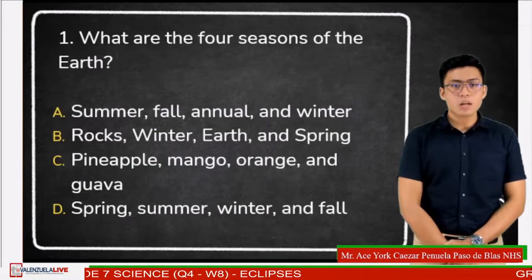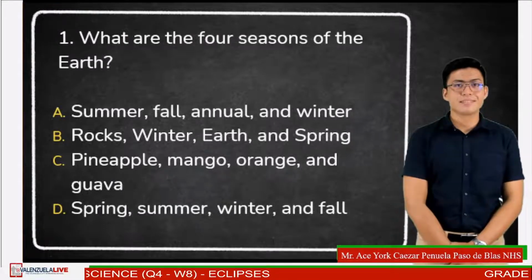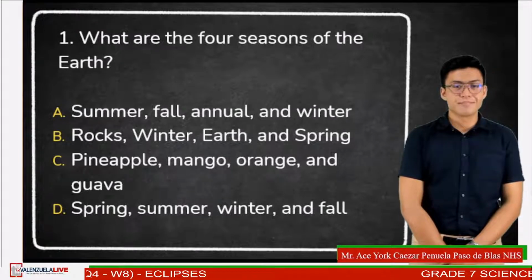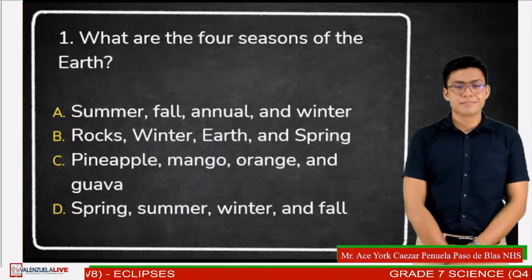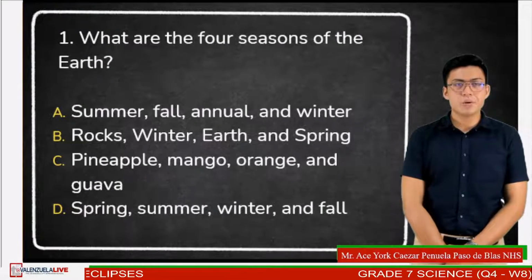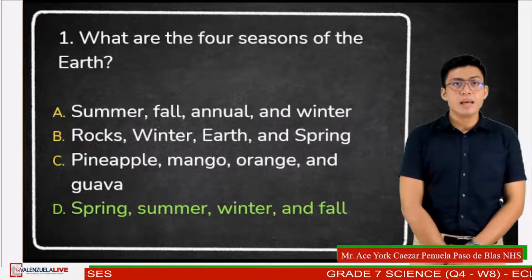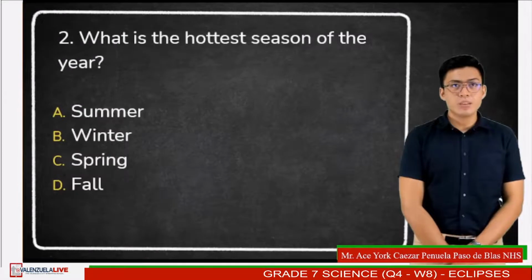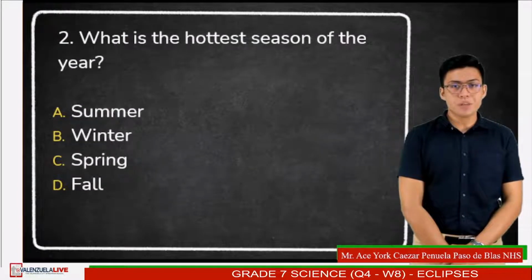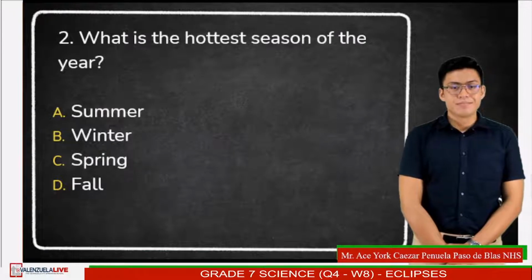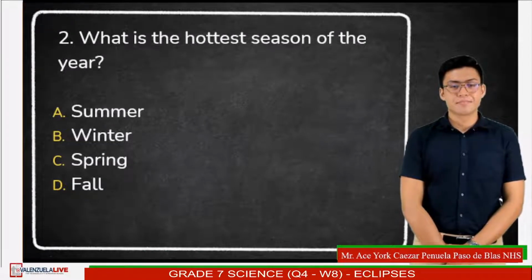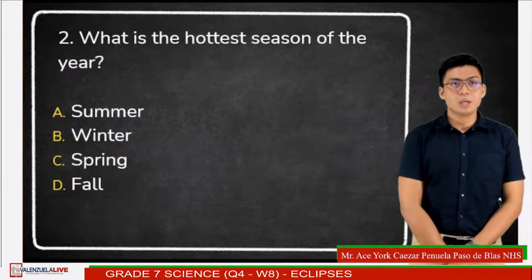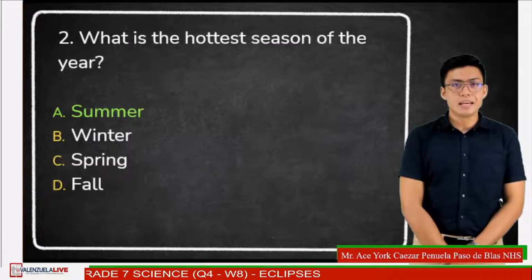Number 1. What are the 4 seasons of the Earth? Okay, the correct answer is letter D, spring, summer, winter, and fall. Number 2, what is the hottest season of the year? Okay, so the correct answer is letter A, summer.